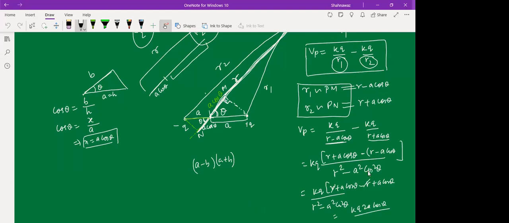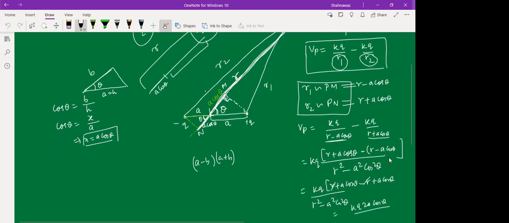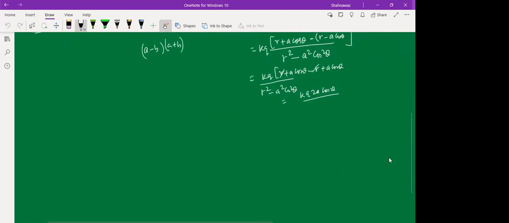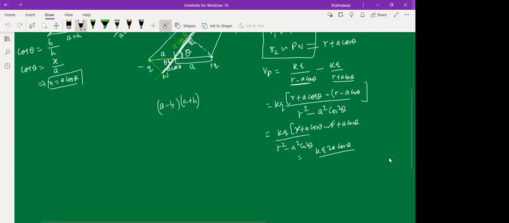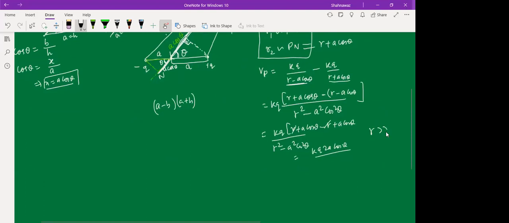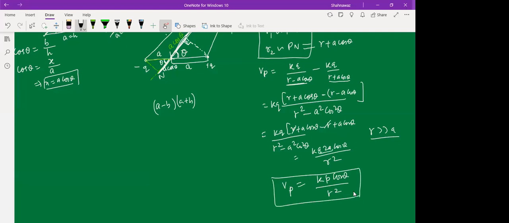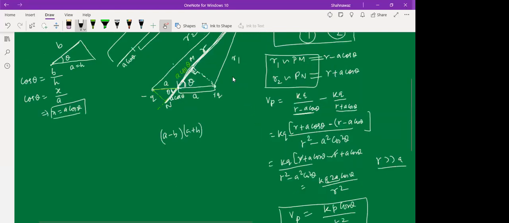Now the further part is the simplification, right? So this you already know. Should we skip this? Yes. So this is Q 2A, which is P. So KP cos theta by R square. This is what we got in the previous class, right? Yes, sir. Is this clear to you, Aisha and Mariam?